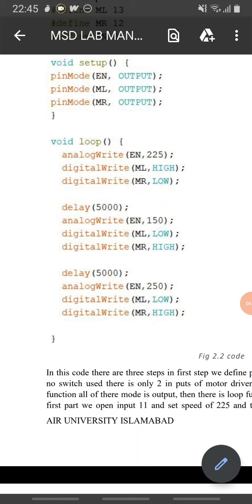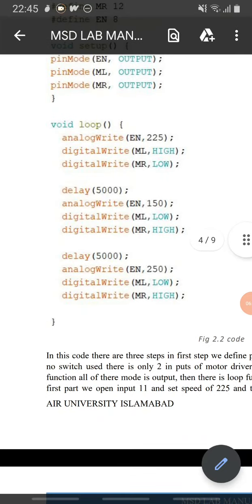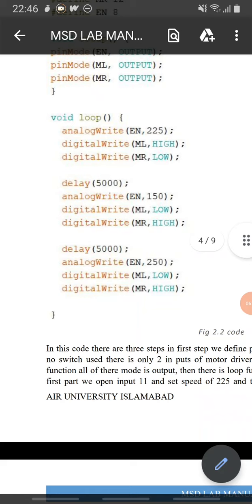Now digital write. We are writing a code for a car that has two wheels. It has motor left, the left side wheel, and motor right, the right side wheel. In the start we set enable to 255, which gives the speed, and then we set the left motor to be on. That means the left tire is on and the right tire is off. This means the car would move towards the right. The right would be stopped, and the left would move in a curve.